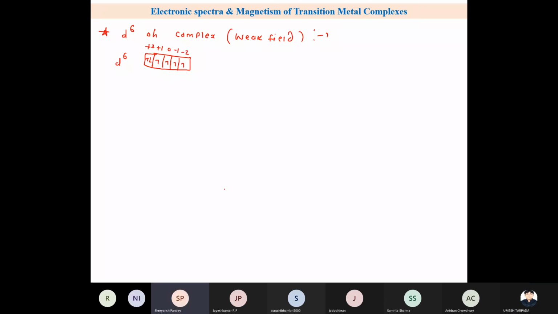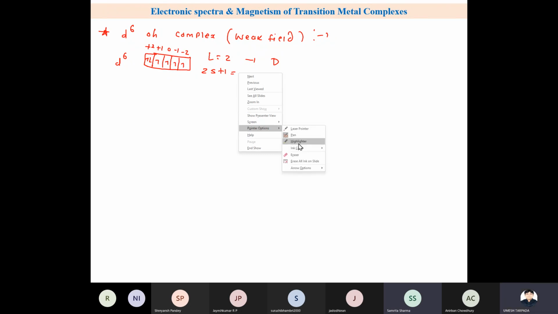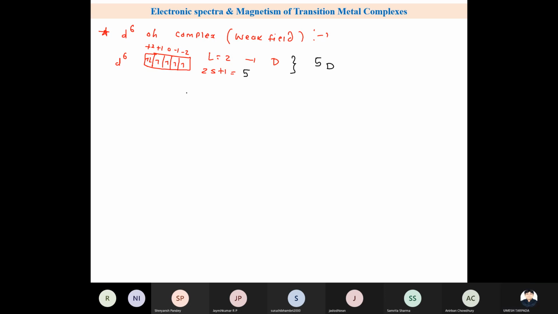Sir, D. What is the multiplicity? Of course, the L value is 2, so it's a D term, capital D. But what is the 2S plus 1 value? 9? No, it's not 9. 5. Yes, it's a 5. Of course, there are 4 unpaired electrons, so S value is 2, so the 2S plus 1 value is 5. So it's a quintet D term.